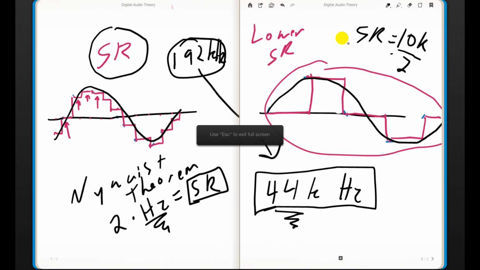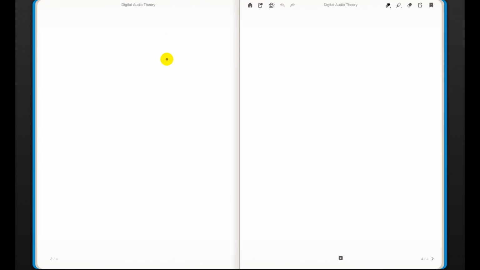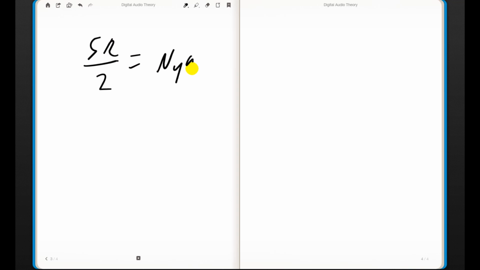Let's make this a little bigger. Let's go to a new page. Grab our pen. All right, so think about this fold over, this sample rate speed limit. SR divided by 2 equals Nyquist. Think about this as a speed limit, essentially. You're driving on the highway, and this gives you the speed limit. Whatever the sample rate is, you can go up to half of that speed.